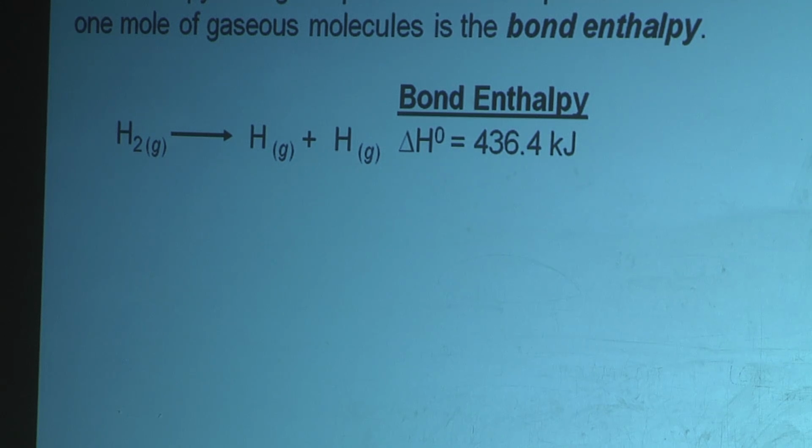No. Times 10 to the 23rd. What's the definition of a mole? 6.022 times 10 to the 23 months. Times 10 to the 23. Yeah, you know what? We really don't care what that number is.